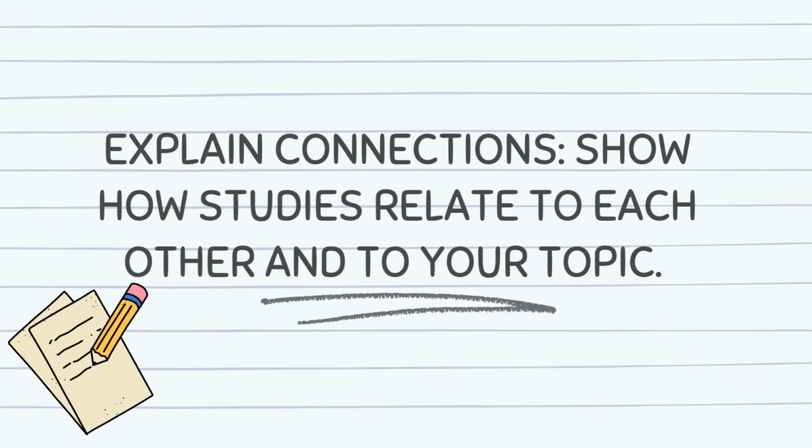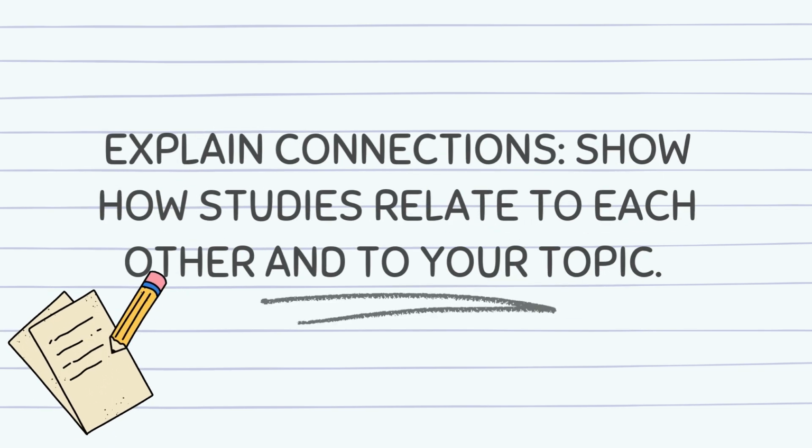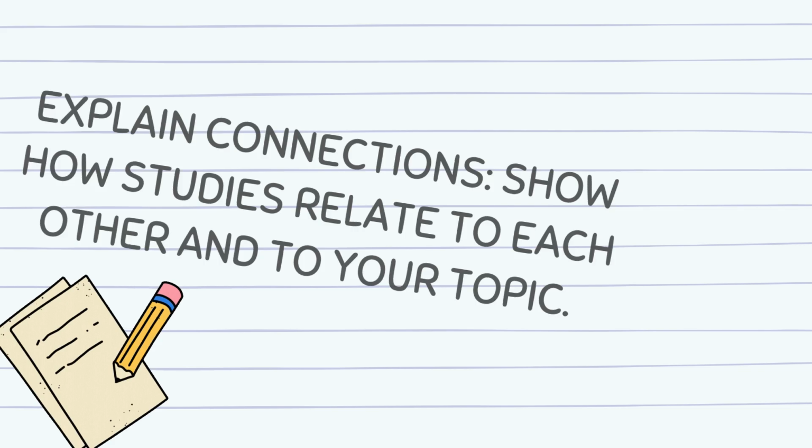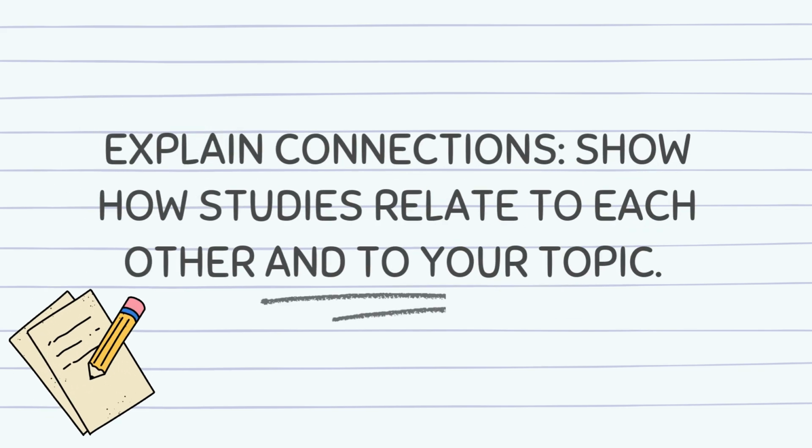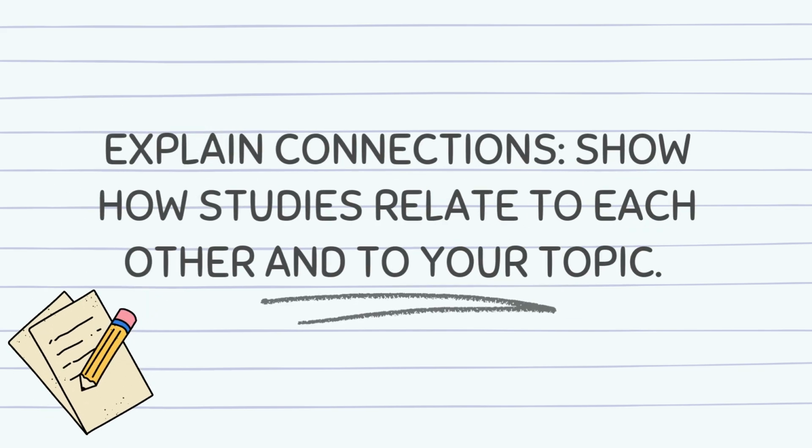Example of contrasting views. While Jones, 2017, argues that artificial intelligence, AI, improves student learning through personalized feedback, Carter, 2019, contends that AI may lead to over-reliance on automation, reducing critical thinking skills. These differing perspectives highlight the ongoing debate on the role of AI in education, suggesting a need for further research on balancing technology use and independent learning.